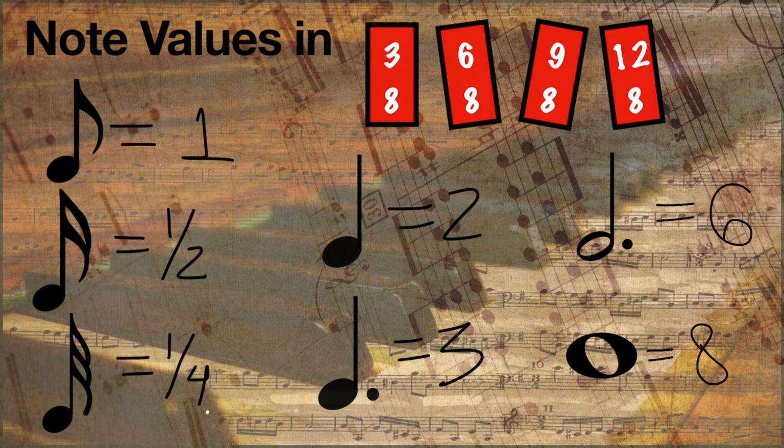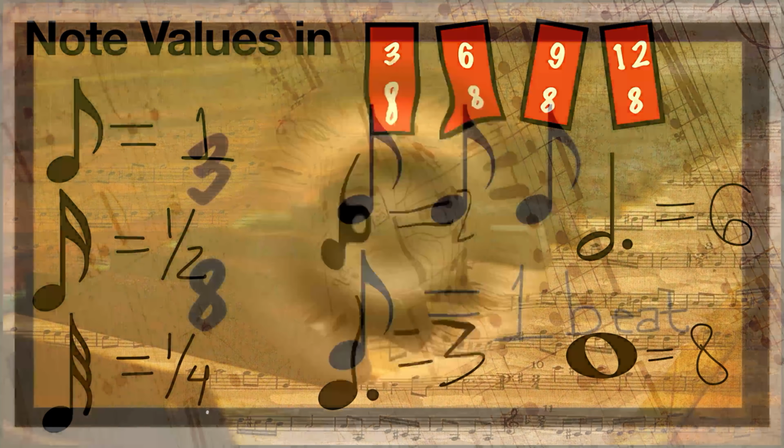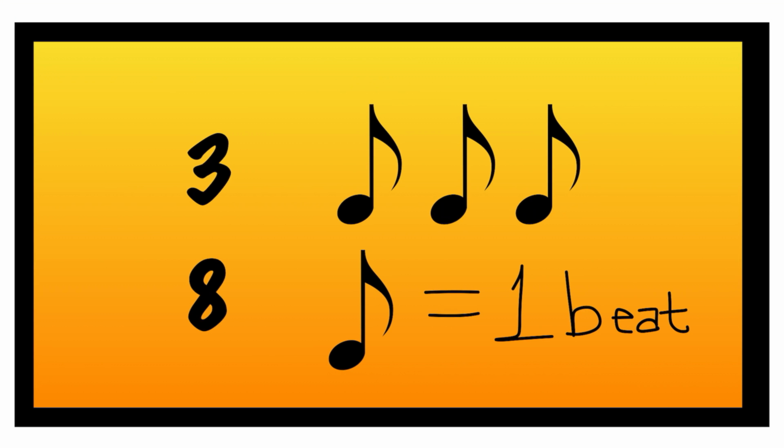So the quarter note used to equal 1 beat in 4/4 time. That means now it equals 2 beats in 6/8 time or 3/8 time. Let's start with 3/8 time. So the top number of the time signature tells you how many beats you need per measure, and the bottom number tells you which type of note gets 1 beat. When you have an 8 on the bottom, that means the 8th note is equal to 1 beat, and you refer to all the note values that we just went over.